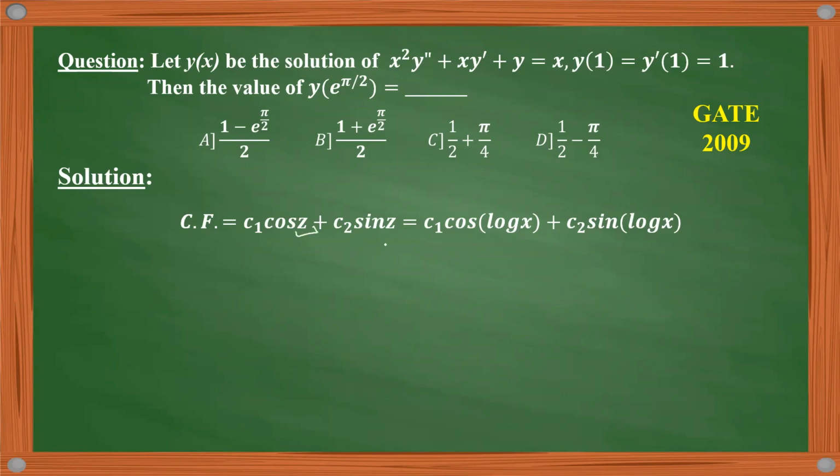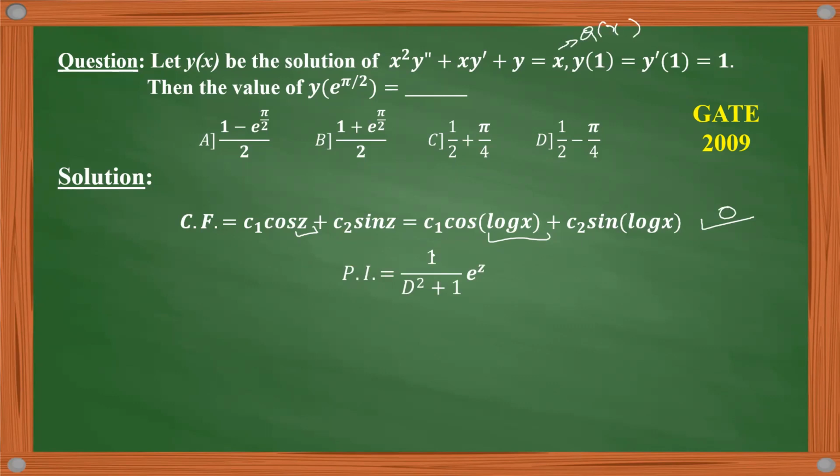now just replace this z by log of x. So our complementary function is equal to c1 cos log x plus c2 sin log x. So this is our complementary function, and in this case the particular integral will not be equal to 0 because there is some portion over here, that is our Q(x). So now we need to find our particular integral.